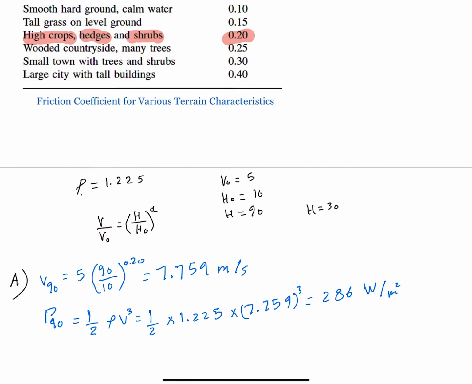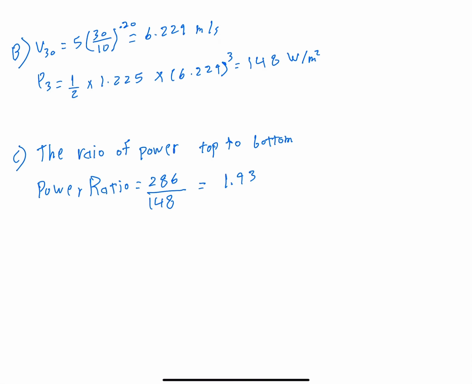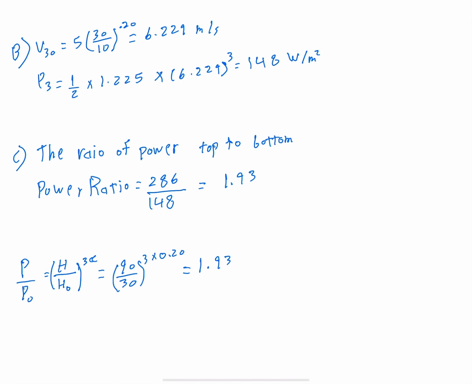1.93. And the question said using 6.17 as a rule, power over power not equals H over H not to the power 3 times alpha, and that equals 90 over 30 to the power 3 times 0.20, and that equals 1.93. That's equal, so it's correct.